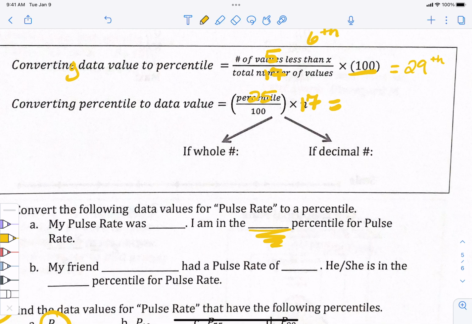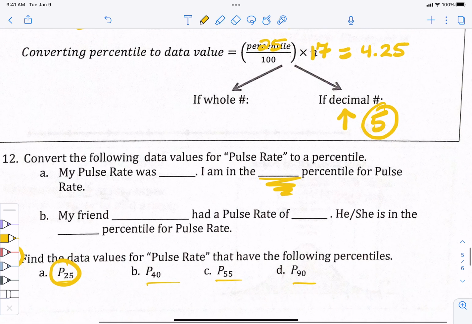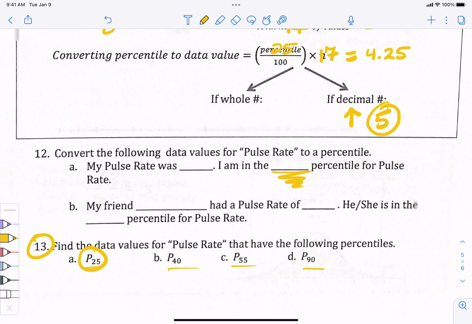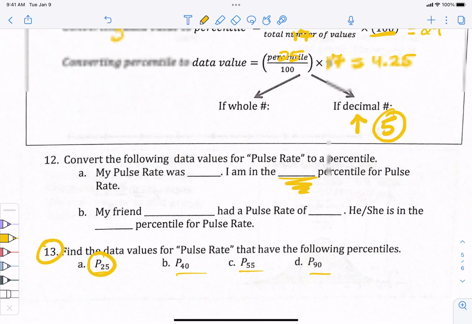4.25. Okay. If it's a decimal number, you round up to the next person, right? You round up to the next person. So this would be 5. So you would take the 5th person for pulse rate, like if you're putting them in order from least to greatest, right? Should we go and find the 5th person for pulse rate? Sure. Okay. Do you see how we get 5? 4.25, we round up to 5.